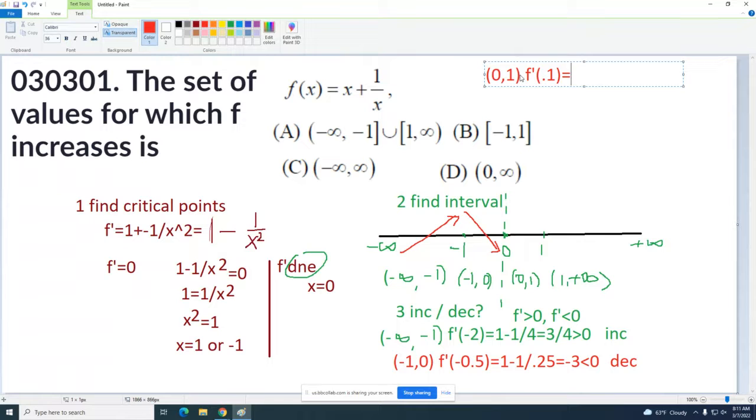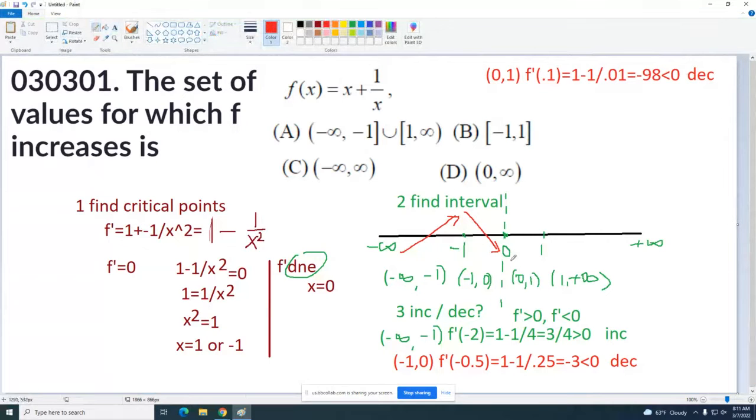You plug in 0.1 to the derivative, and you have 1 minus 1 over 0.1 squared, which is 0.01. 1 divided by 0.01 is 100. 1 minus 100 is -99, which is negative. And then we know it must be decreasing on this interval. Whenever the derivative is negative, it's decreasing. So now we know that's decreasing, like this.